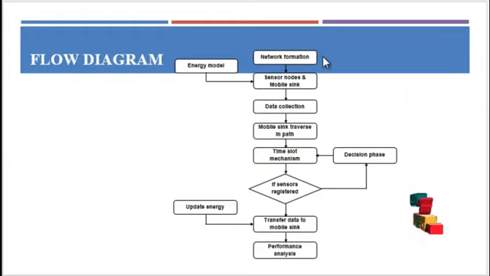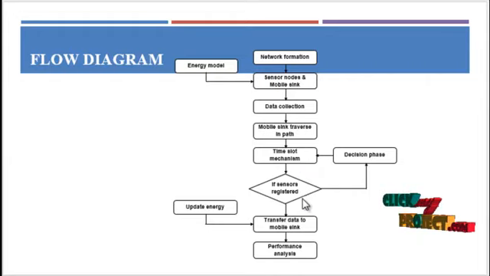Now see the flow of our process. First, the network is formed, which consists of a number of sensor nodes and the mobile sync. All these nodes and the sync include the energy model. After that, the data collection is processed when the sensor nodes have sensed information. This data collection process is done by traveling the mobile sync in a path. This collection is processed by the time slot mechanism.